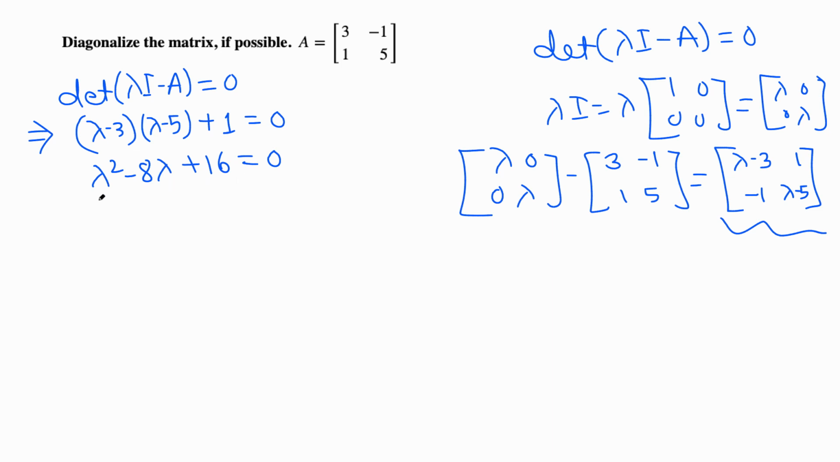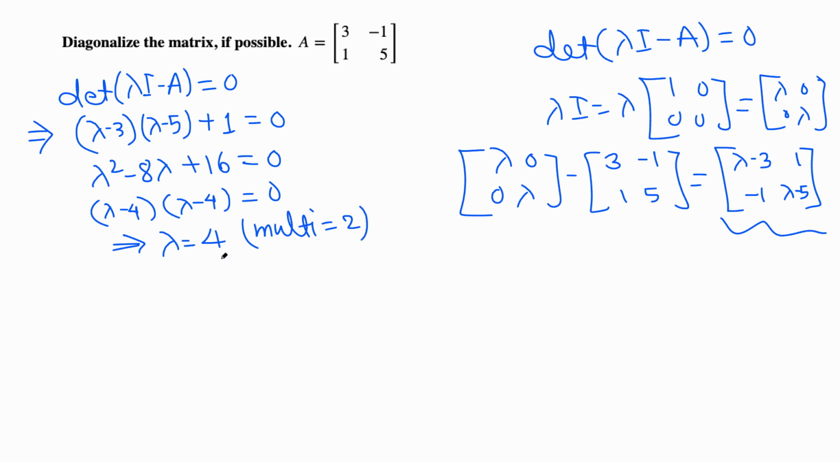Let's factor. It factors as lambda minus 4 times lambda minus 4, so lambda equals 4 with multiplicity 2. So we got only one eigenvalue. If we had two eigenvalues, then this would be diagonalizable, because for a 2 by 2 matrix, having two distinct eigenvalues suffices, but it's not the case here. Now we want to find the corresponding eigenvectors. It can be 2 or 1.